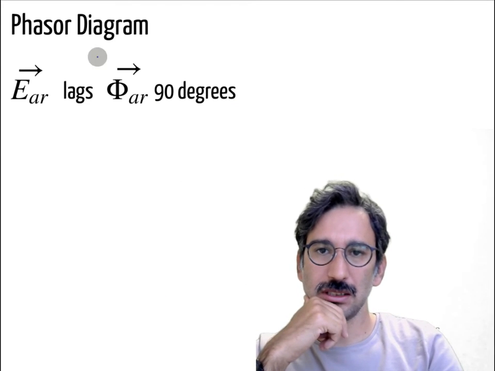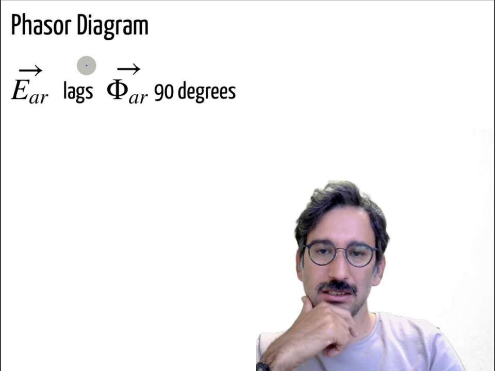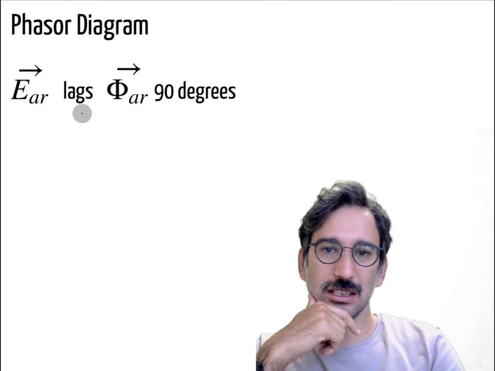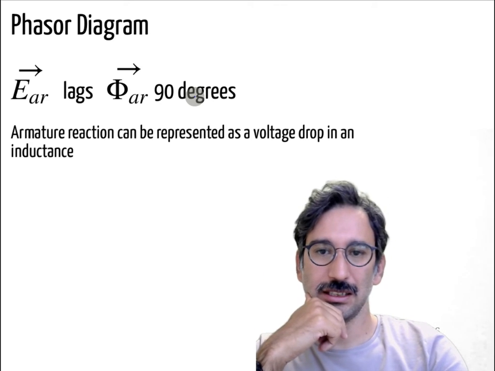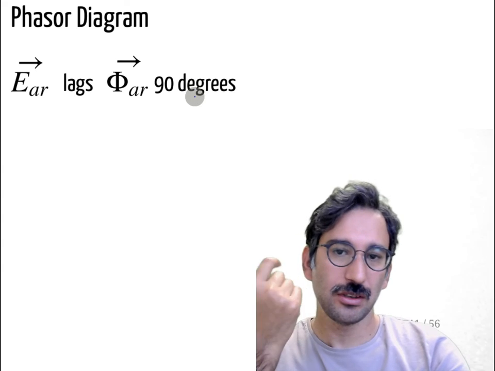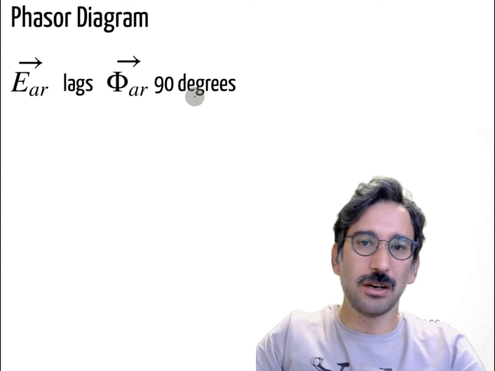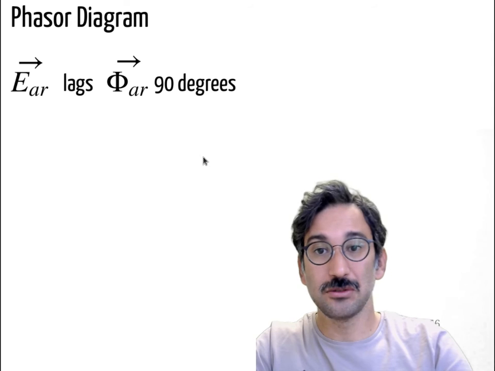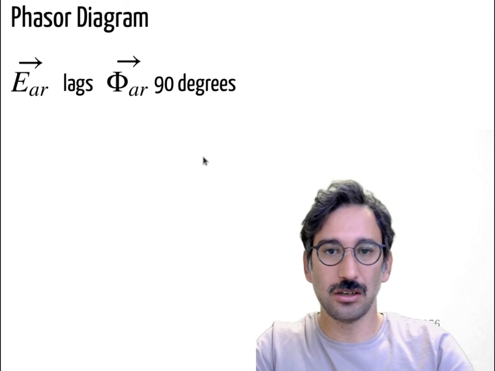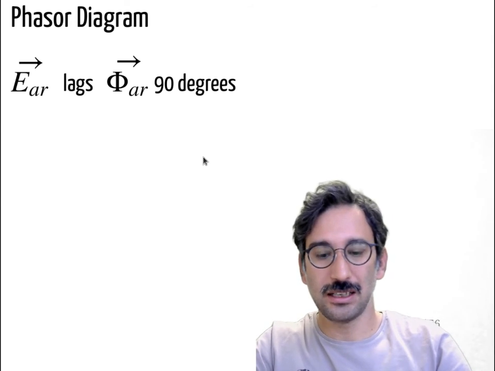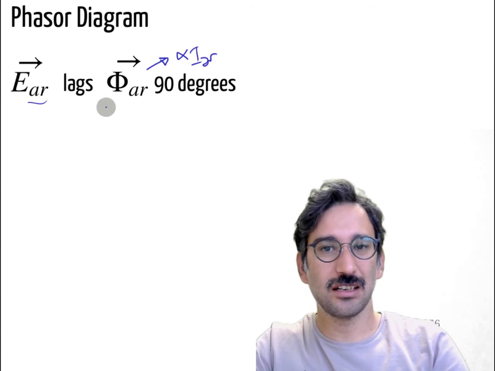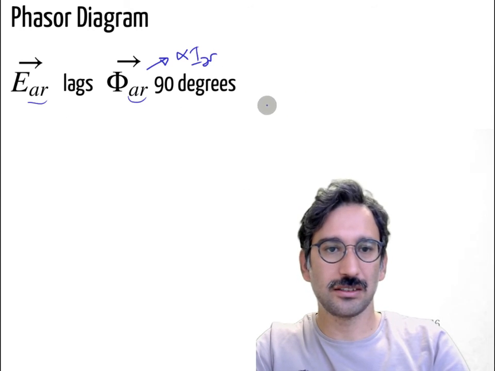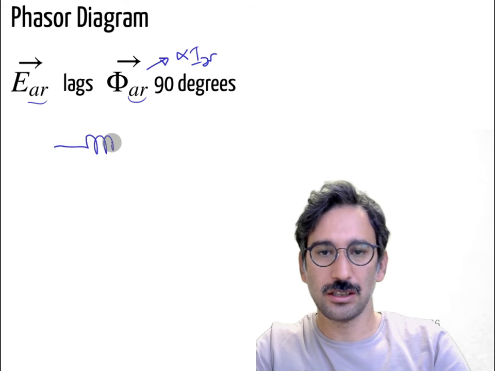So let's talk about the phasor diagram. And normally the induced voltage lags the armature flux by 90 degrees. Or actually let's define why we have that 90 degrees, or why the induced voltage lags our flux by 90 degrees. And again, remember, our flux is proportional to our armature current. Actually, it can be any induced voltage in an inductor. So let me pull it out here.